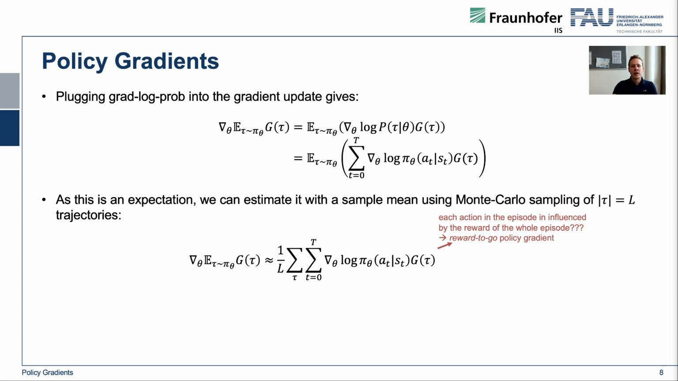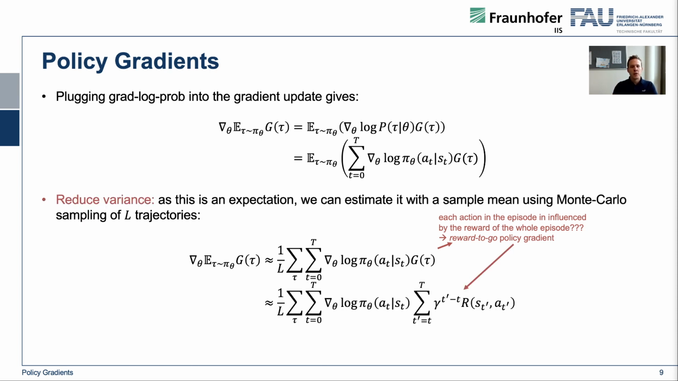And this can be just reformulated. So why would we use the return of the whole episode? It makes no sense. Let's reformulate it with the reward to go policy gradient, which just means that you don't take the return of the whole episode as a weighting function for your gradient, but take the reward that you can expect afterwards, after having taken the action.